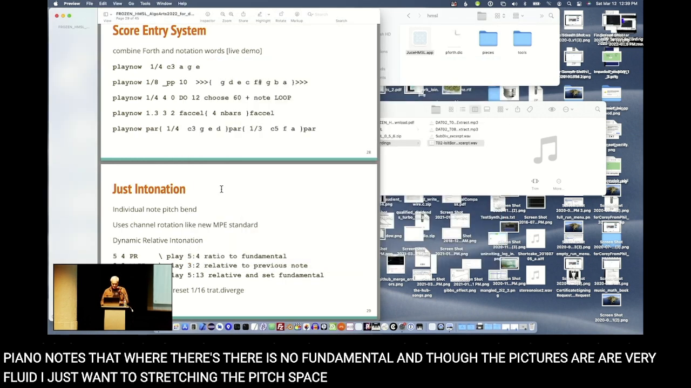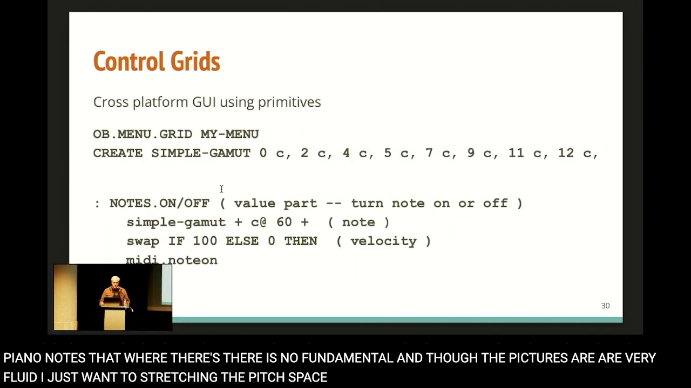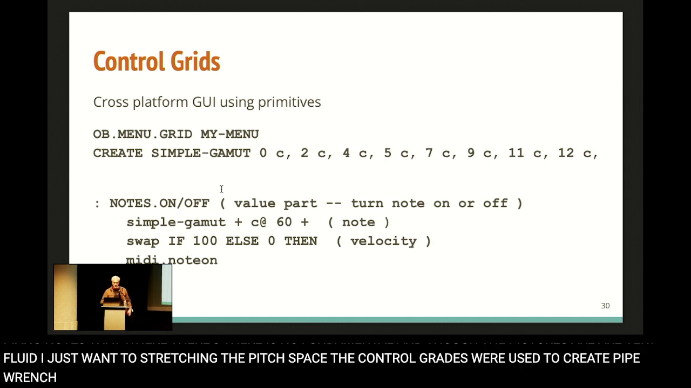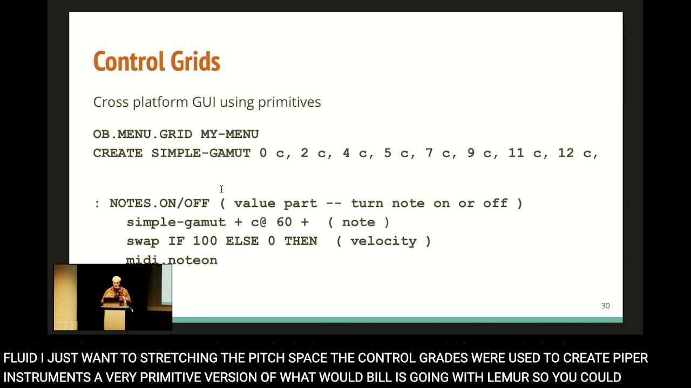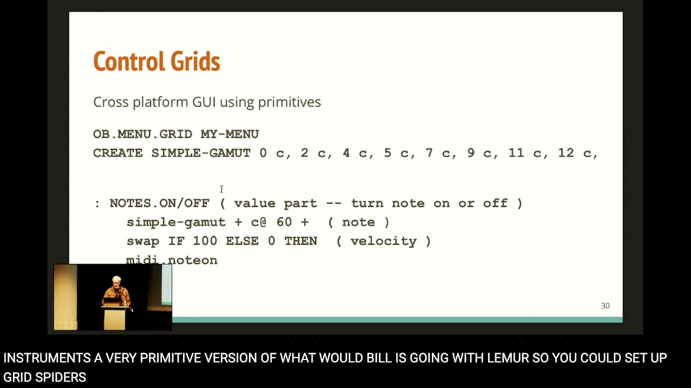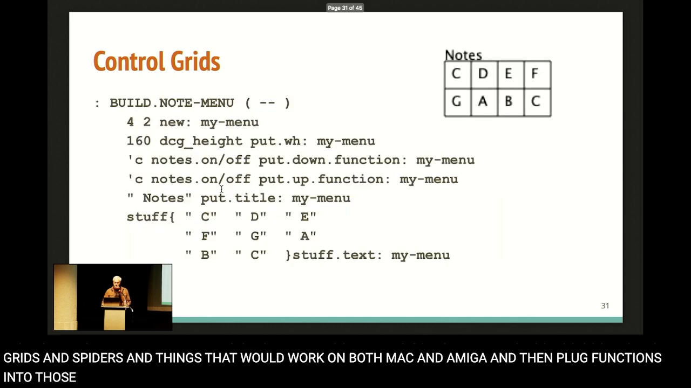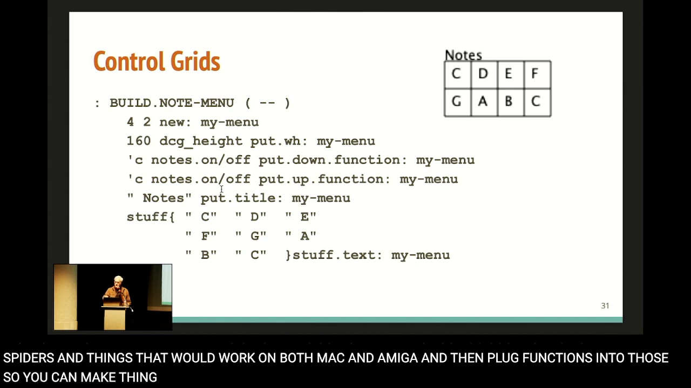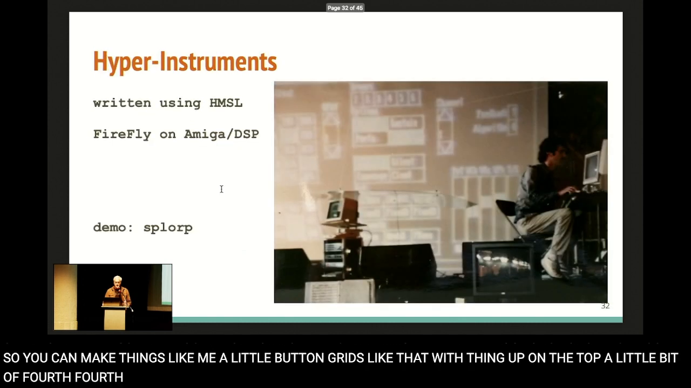Let's see. The control grids were used to create hyperinstruments, a very primitive version of what Bill was doing with Lemur. So you could set up grids and sliders and things that would work on both Mac and Amiga and then plug functions into those. So you could make things like little button grids like that thing up on the top. So a little bit of Forth code there on the screen.